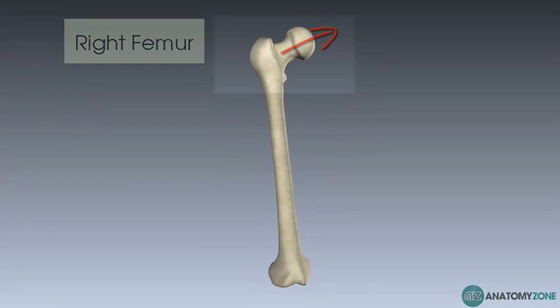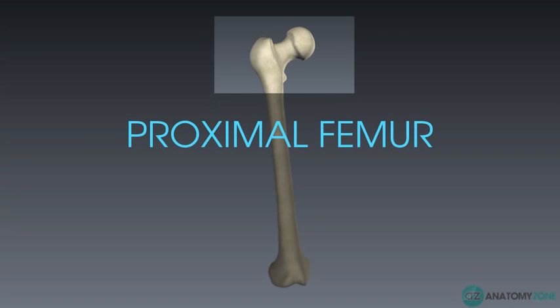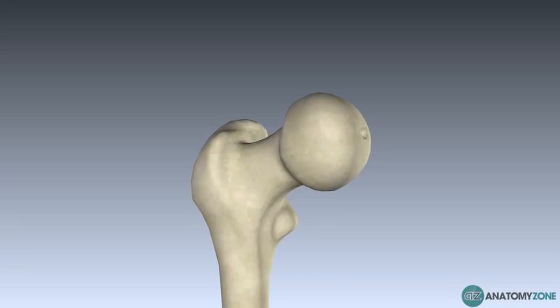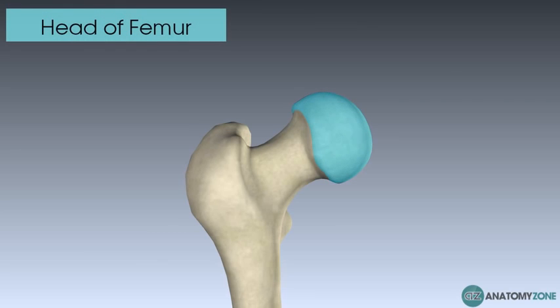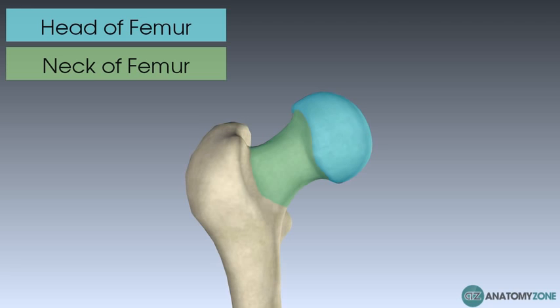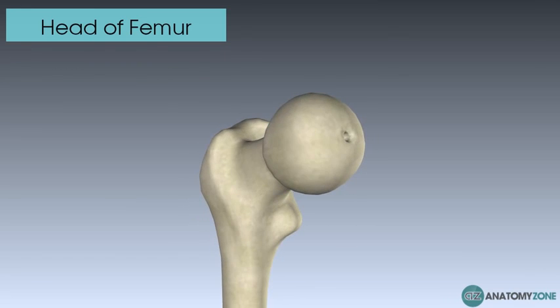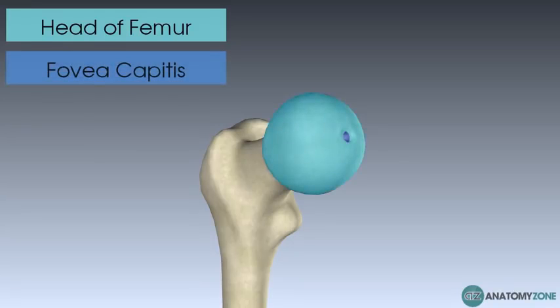So let's now look at some of the proximal features of the femur. The first thing to notice is the head of the femur, and next to it we have the neck of the femur. The only important point of the head of the femur is the fovea capitis. That's this central depression that you can see in the centre of this femur. This has an important role in blood supply in childhood.